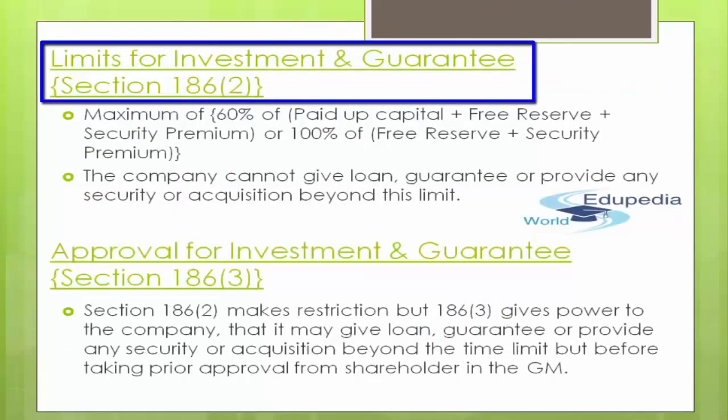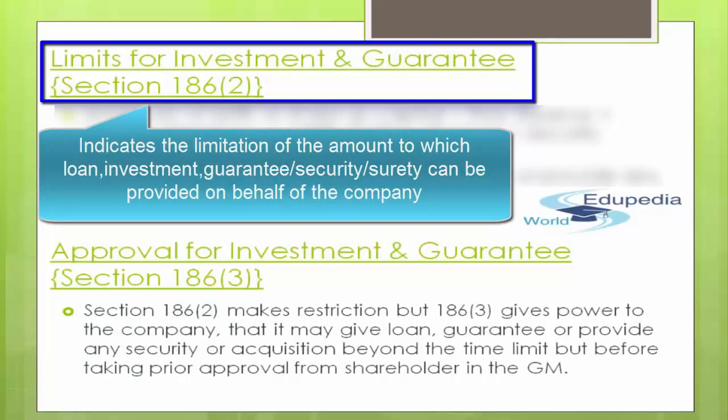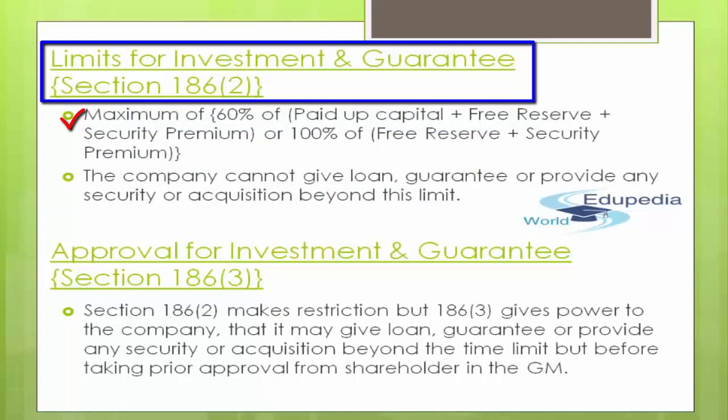So what all have been provided as a limit of investment and guarantee? This basic section is about telling you how much amount, or what is the limit, with which you can give a loan, investment, guarantee, or security or surety to any person on behalf of your company. So what are the limits? The limit is a maximum of 60% of the paid up capital, free reserve, and security premium, or 100% of the free reserve and security premium, whichever of the two is higher. So the higher of these two, 60% of paid up capital plus free reserve plus security premium, or 100% of free reserve plus security premium, whichever is maximum, will be the limit for investment and guarantee.